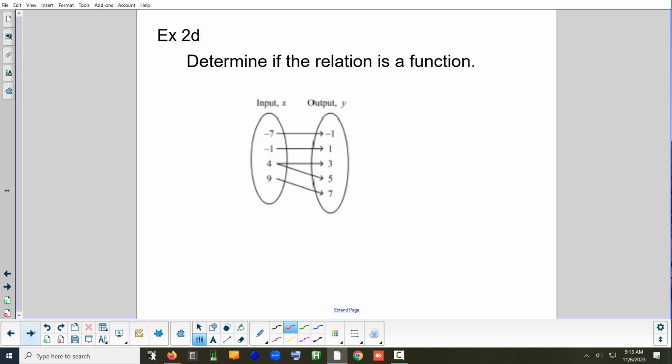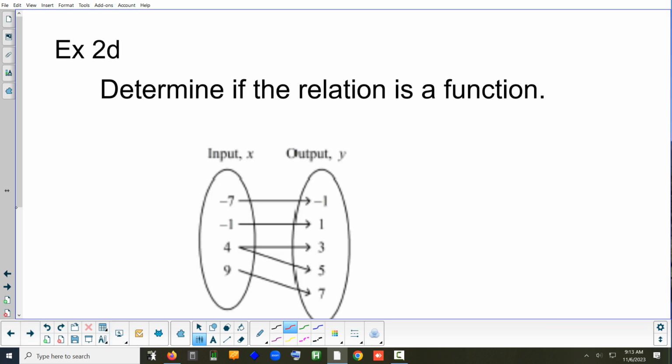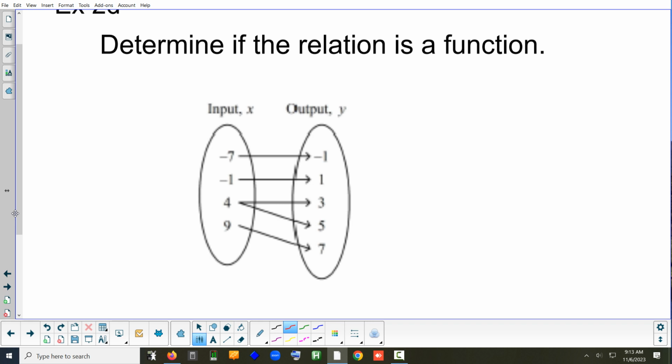So, table. Here's another way that they can give us coordinates. This is called a mapping diagram. The ones on the left are x, and the ones on the right are y. Let's see if we can change that to coordinates and make sense of it. What do you think this top one is telling me, if I were to write it as a coordinate? -7, -1. How about that second one? -1, 1.